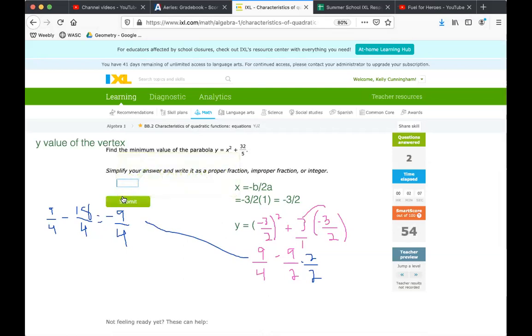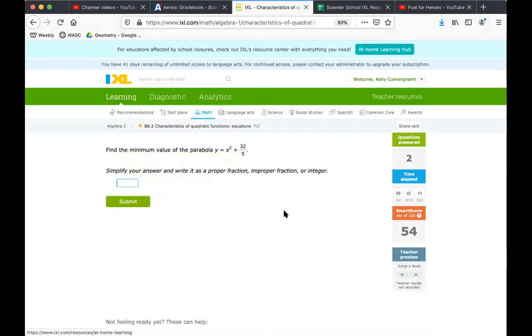All right, find the minimum value of this parabola. That means y value of the vertex. So the first thing I need to do is find the x value. So x is negative b over 2a. Check it. B is 0. So my line of symmetry is 0.